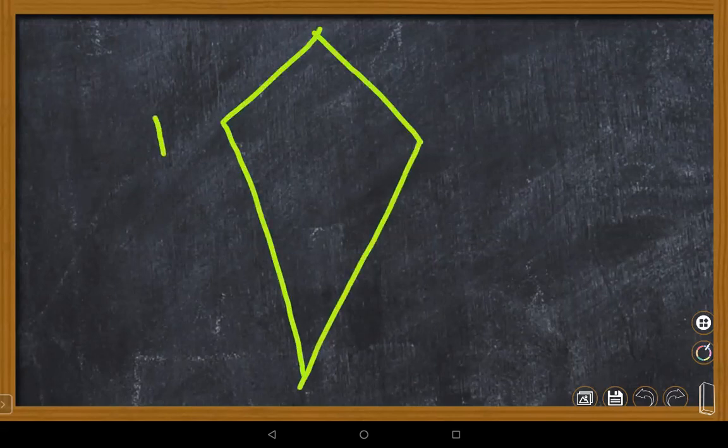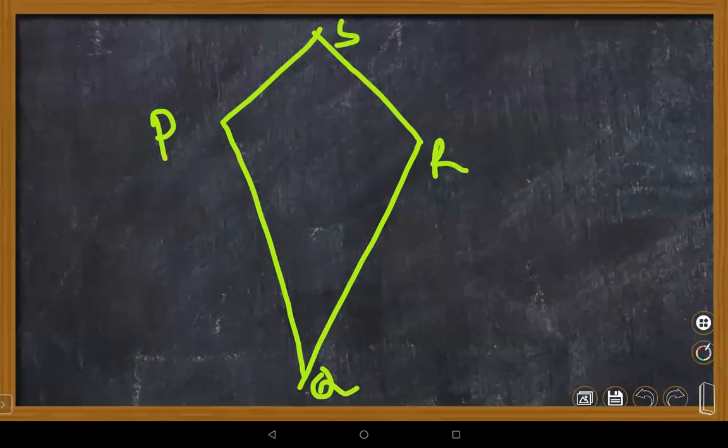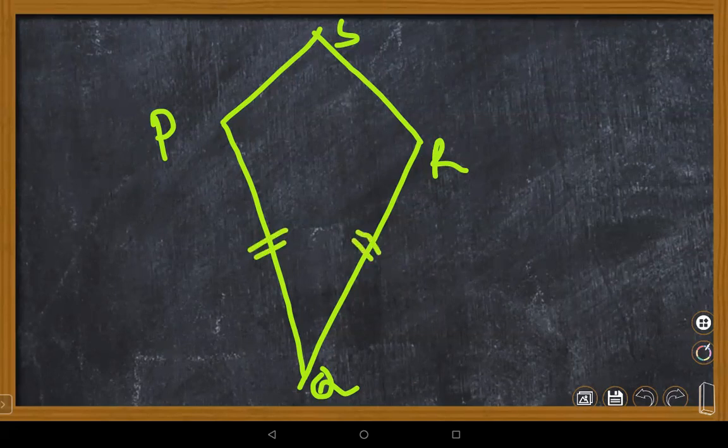Okay. Suppose this is P, Q, R, S. In this, which sides are equal? Ma'am, PQ and RS are equal. Very good. PS and SR are equal. Very good. Any other things you know about the kite?